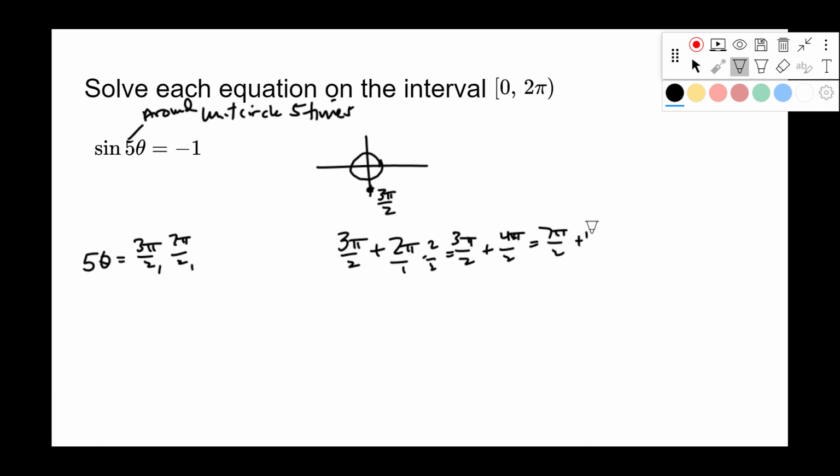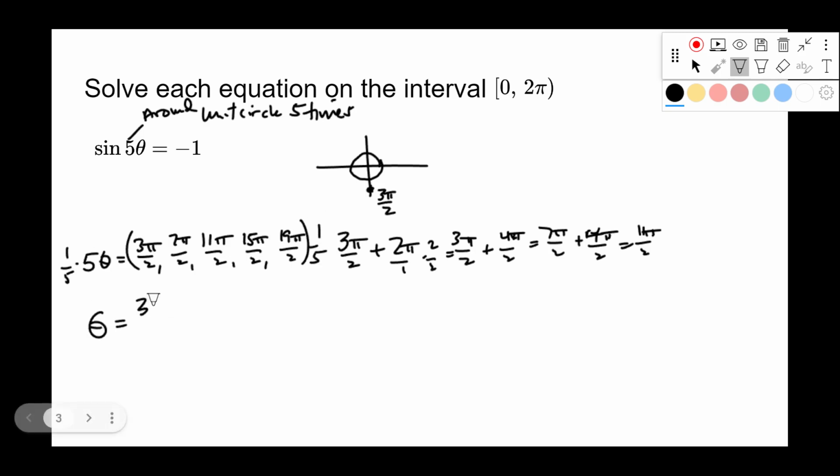Now I got to go another 4 pi over 2. That's 11 pi over 2. That's the third answer. Now I'm going to add another 4 pi over 2 to 11. That's 15 pi over 2. And I'm going to do it one more time. That's 19 pi over 2. So now I want to solve this for theta. I don't care what 5 theta is. I want to know what theta is. So I'm going to multiply all of these 5 answers by 1/5. So theta is 3 pi over 10, 7 pi over 10, 11 pi over 10, 15 pi over 10, and 19 pi over 10. And those are my 5 answers.